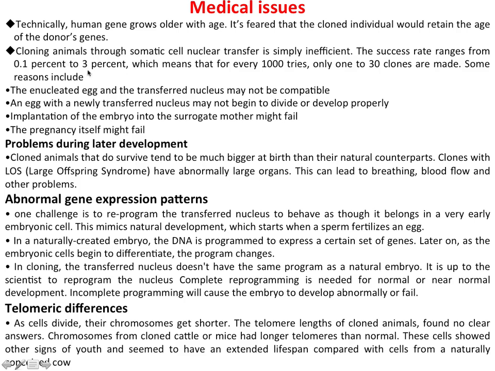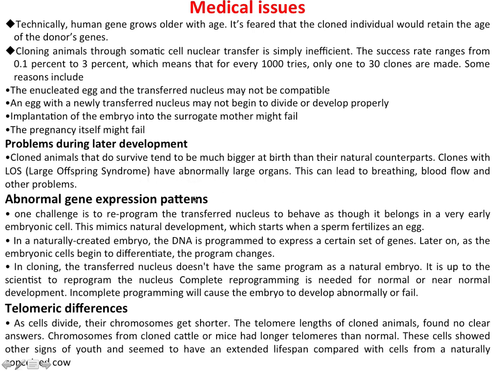The efficiency of animal cloning is also quite low. It is only a 0.1 to 3% possibility, for the following reasons. An enucleated egg and the transferred nucleus may not be compatible. An egg with a newly transferred nucleus may not begin to divide or develop properly, or implantation of the embryo into the surrogate mother might fail, or the pregnancy itself might fail. Some problems during later development are also possible, like if the pregnancy proceeds, during birth the clone may suffer from large offspring syndrome, meaning they have abnormally large organs.